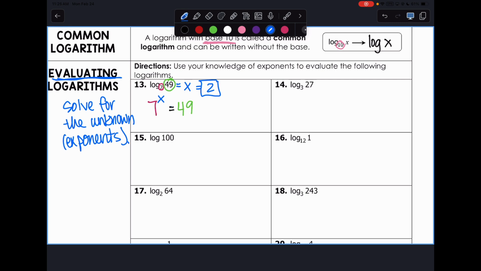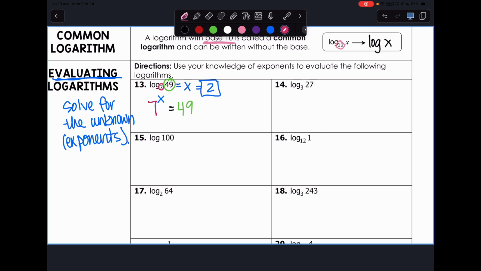How are we doing? Am I going too fast for anybody? Anybody need me to restate what I just said? How come it equals 2? If I take 7 to some power, it's supposed to equal 49 based on this law, right? What do I need to raise the 7 to make it equal to 49? That's it. Okay? All right. Are we good? Okay. You okay? All right. I'm moving on.